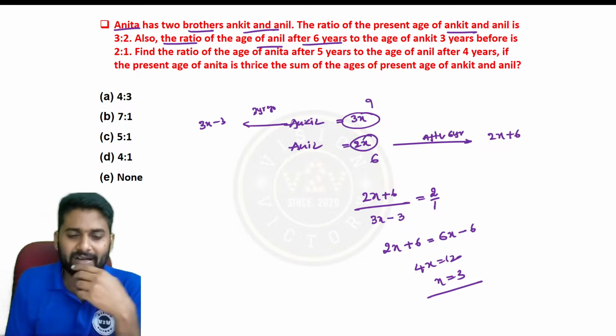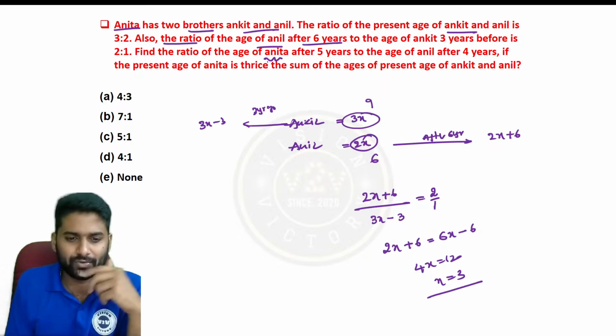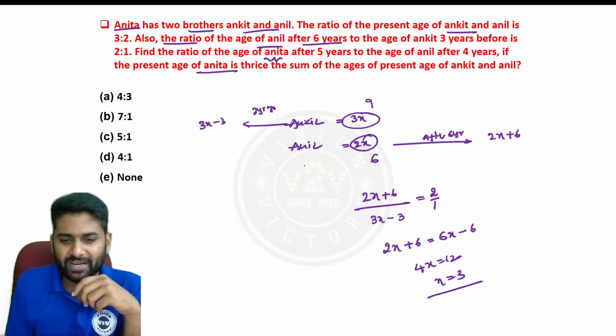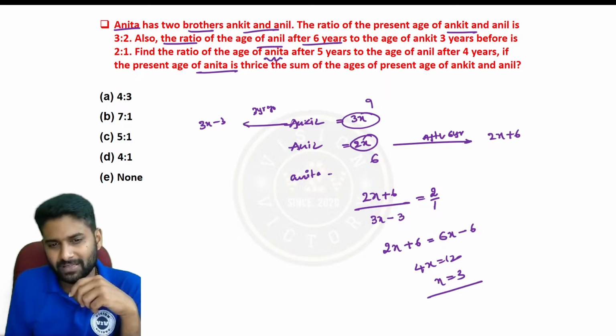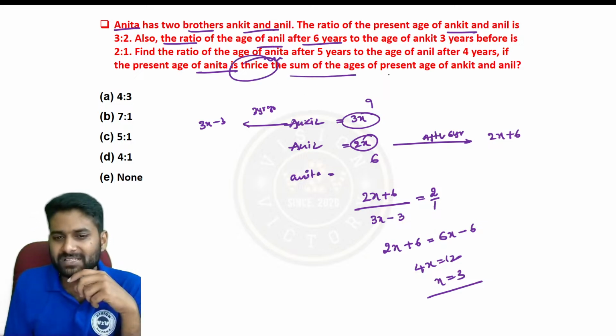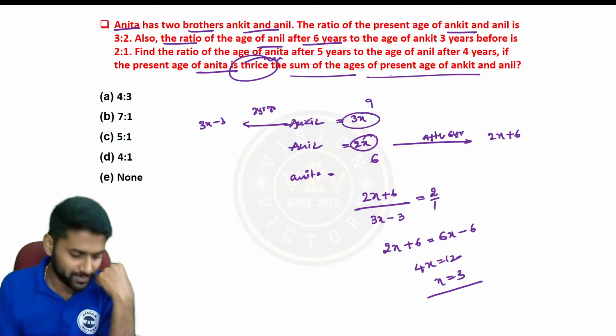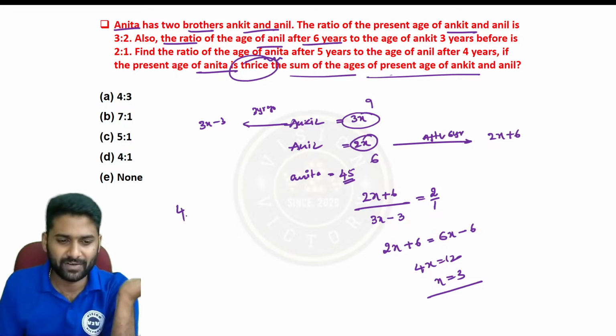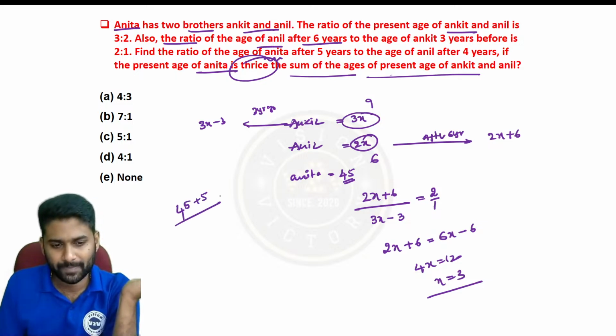Now the question here: find the ratio of the age of Anita after 5 years to the age of Anil after 4 years. The present age of Anita is thrice the sum of the present ages of Ankit and Anil. The sum of the present ages of Ankit and Anil is 15. Thrice, so 45. Anita after 5 years is 45 plus 5, exactly equal to 50 years. Similarly, Anil after 4 years is 6 plus 4, 10. Now if you find the ratio, it is exactly equal to 5 is to 1.